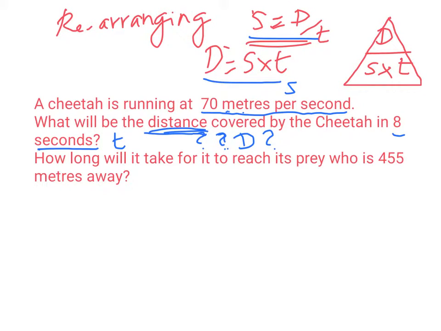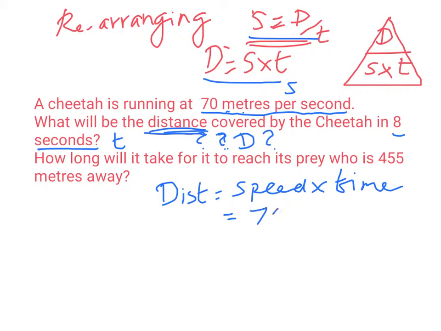So what you get is, remember to write down the answer. So for the answer for part 1 of this question, distance equals speed times time, speed multiplied by the time taken. So in this case the speed is 70 meters per second, and the time given is 8 seconds. Okay, so we're working out the distance traveled.